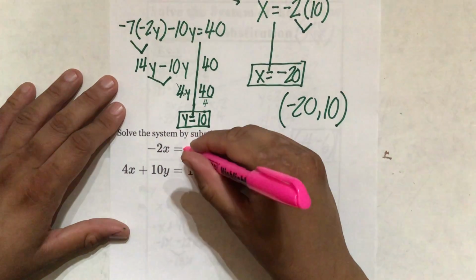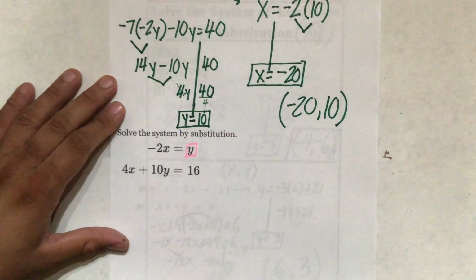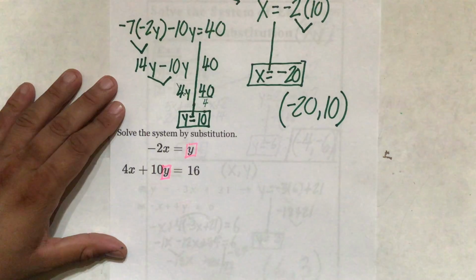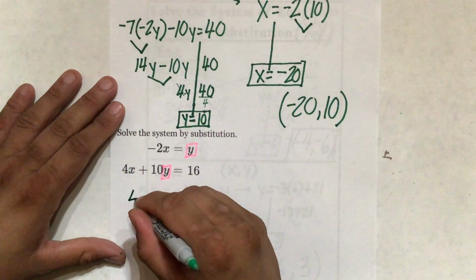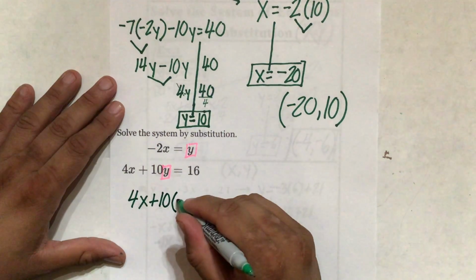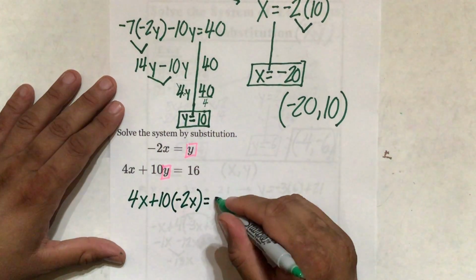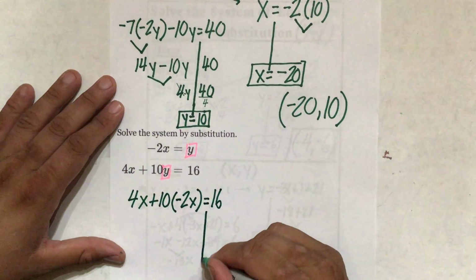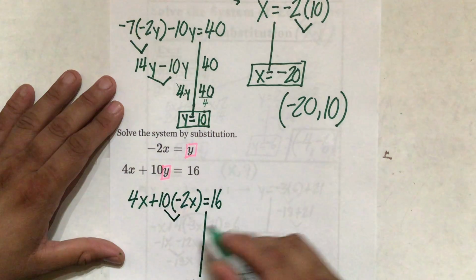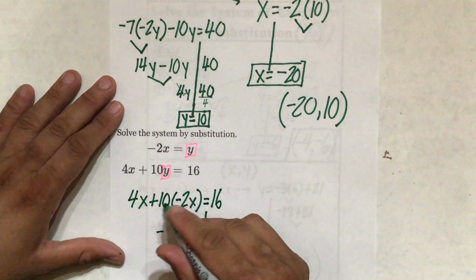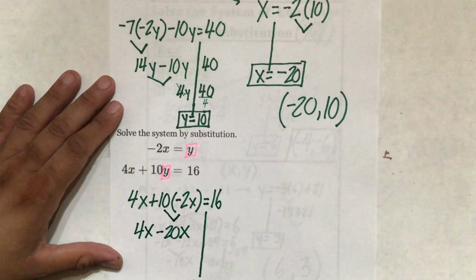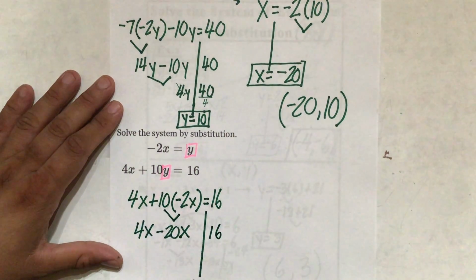So again, I'm going to notice that y is already by itself here. y is equal to negative 2x. So wherever I see y, I'm going to put negative 2x. So I'm going to rewrite this equation here. 4x plus 10, but instead of putting y, I'm going to put parentheses negative 2x is equal to 16. And I'm going to draw my line of separation here. And my goal is to get x by itself. So I'm going to multiply 10 times negative 2. A positive times a negative is a negative. 10 times 2 is 20x. Now, this 4x, nothing happened to it, so I bring it down just like that. And I bring down my 16.